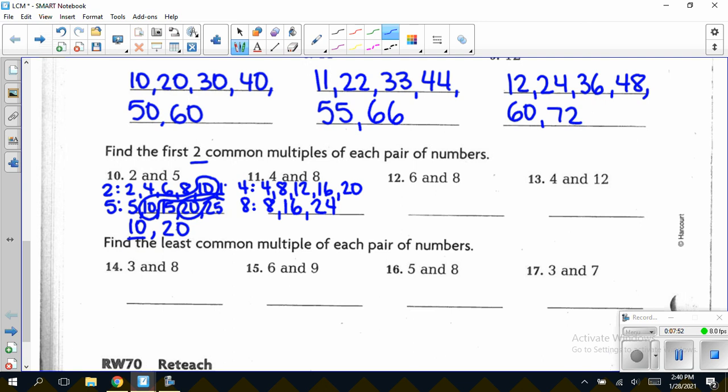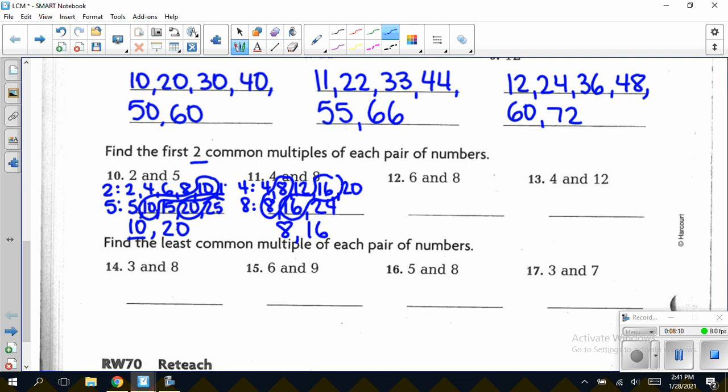So the least common multiple, or the LCM, is 8. And then the next common multiple we see is 16. So those are my two common multiples between 4 and 8.